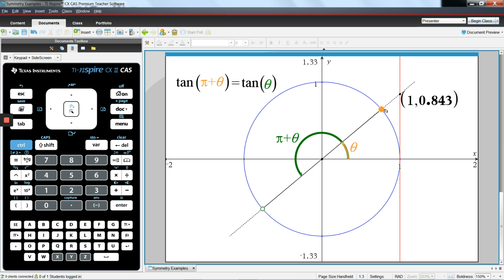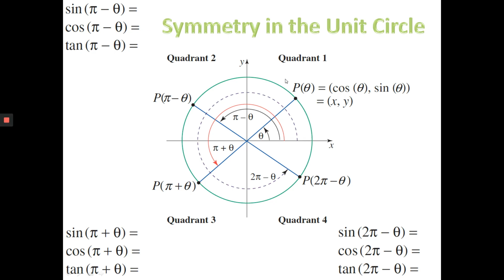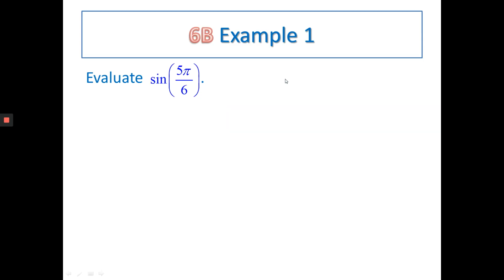So as you can see, no matter what value of theta I choose, the value of tan of pi plus theta is the same as the tan of theta, which is, again, one of the symmetry properties of tan. So moving back to our 6b examples, let's look at how some examples can be used to evaluate the sine, cos, and tan of angles that are in different quadrants to quadrant 1.